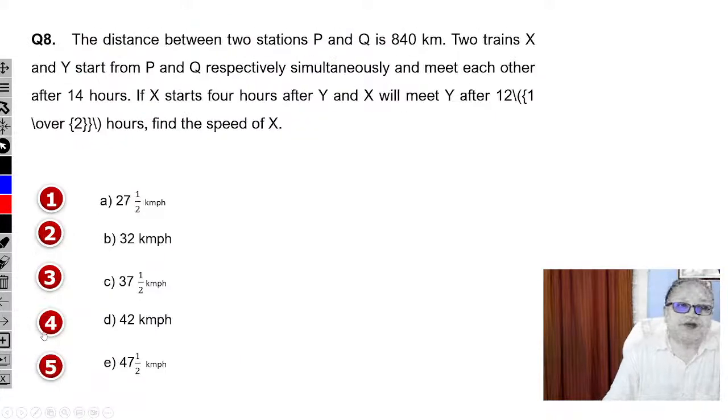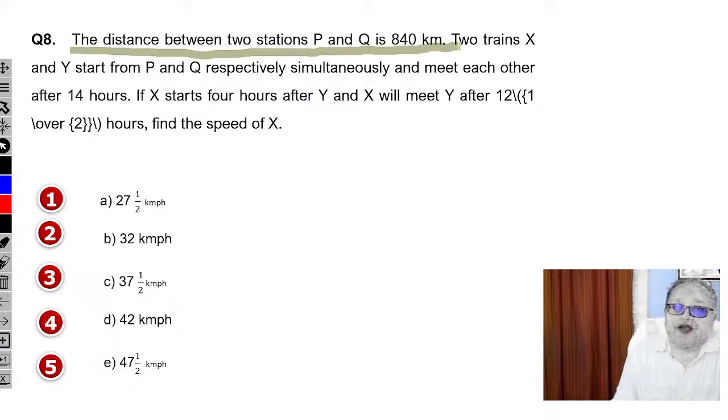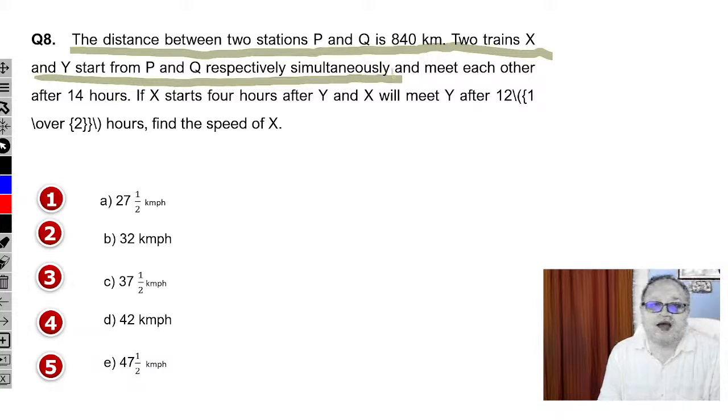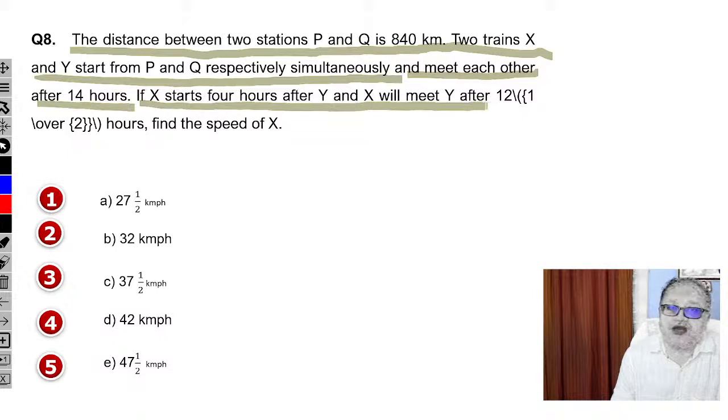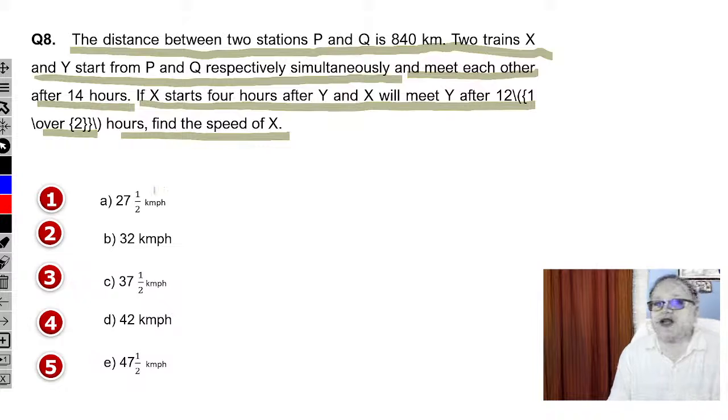Okay, the next question. The distance between two stations P and Q is 480 km. Two trains X and Y start from P and Q respectively simultaneously and meet each other after 14 hours. It's a wonderful question. For PO prelim, it's a very good question. If X starts 4 hours after Y, and X will meet Y after 12 and a half hours, find the speed of X.